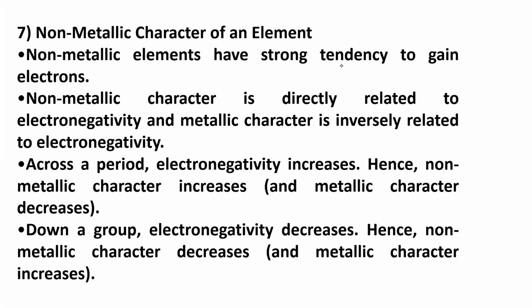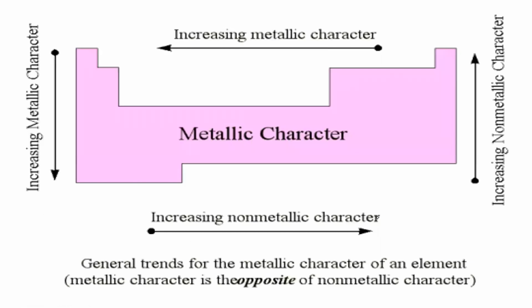Across a period, what happens? The electronegativity value increases, hence non-metallic character also increases. Here it is correct. In the previous slide it was given wrong, that's why I have changed it. Across a period, non-metallic character increases and metallic character decreases, and down the group, electronegativity decreases, hence non-metallic character decreases and metallic character increases. All these things you have to remember because they will ask the trends of periodic properties in the examination, either in decreasing order or increasing order. That's why it's very, very important.